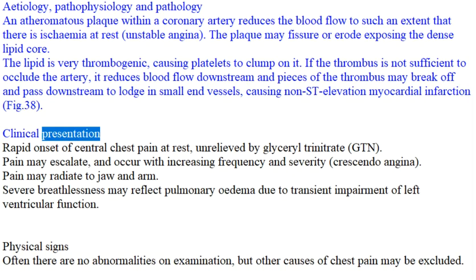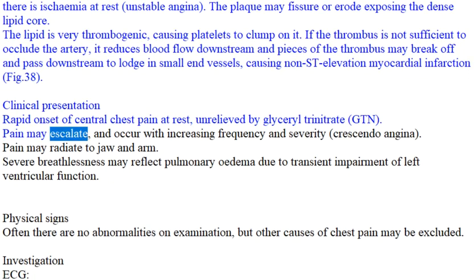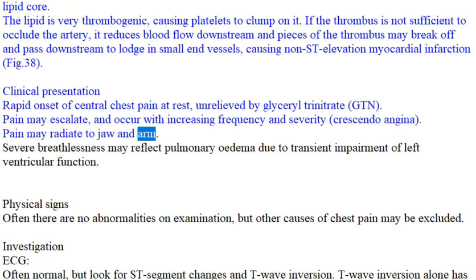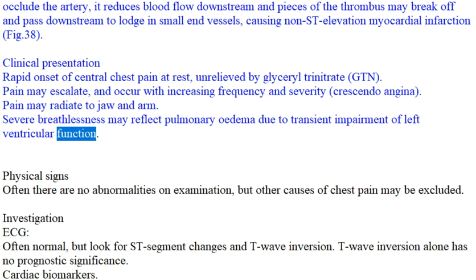Clinical presentation. Rapid onset of central chest pain at rest, unrelieved by glyceryl trinitrate, GTN. Pain may escalate, and occur with increasing frequency and severity, crescendo angina. Pain may radiate to jaw and arm. Severe breathlessness may reflect pulmonary edema due to transient impairment of left ventricular function.